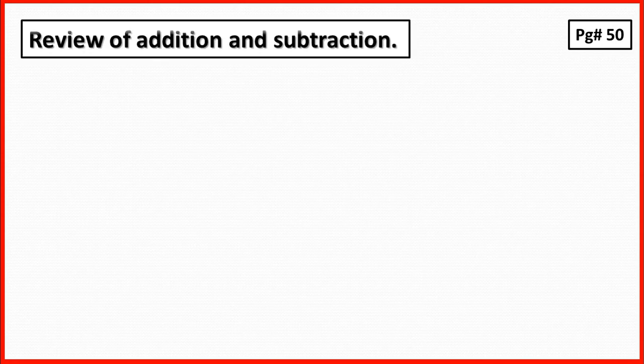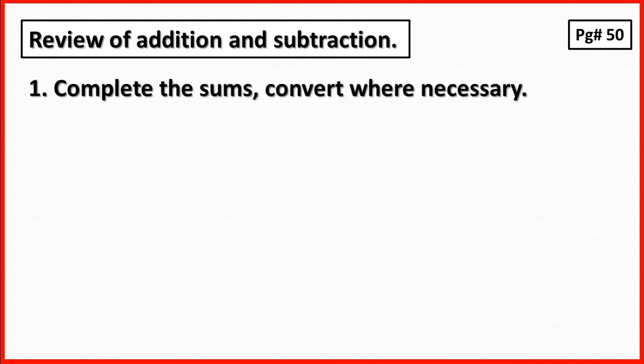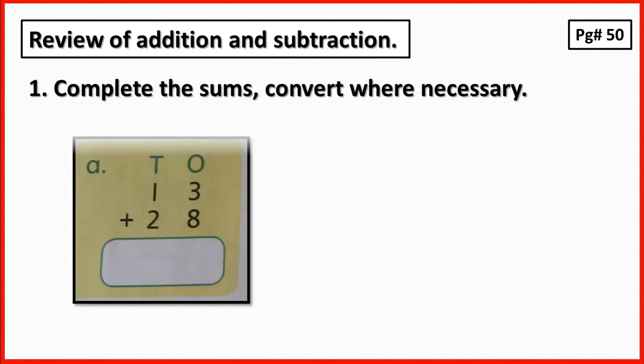Now I am going to do page number 50. Review of addition and subtraction. Question number 1. Complete the sums. Convert where necessary. And remember to look for plus or minus. Now I am going to do part A. In this question there is a sign of plus. So here we add them.